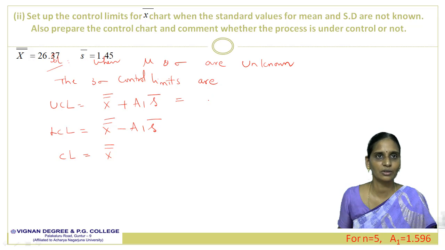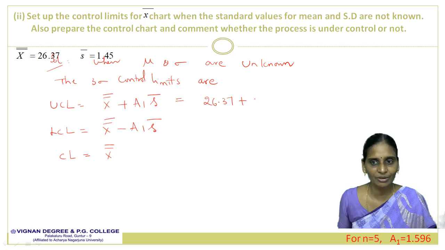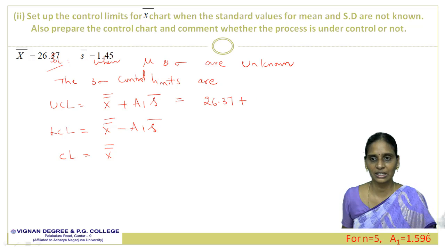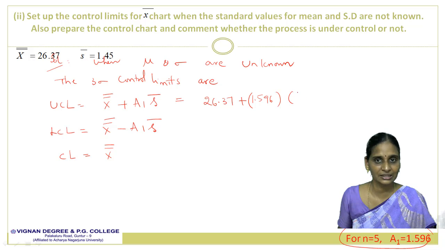So now UCL goes to 26.37 plus the value of A1, which can be obtained from the statistical quality control tables. For n is equal to 5, the value of A1 is 1.596. Here we have to substitute the value of 1.596. The value of S bar is 1.45. By the simplification of this expression, we get 28.6842.